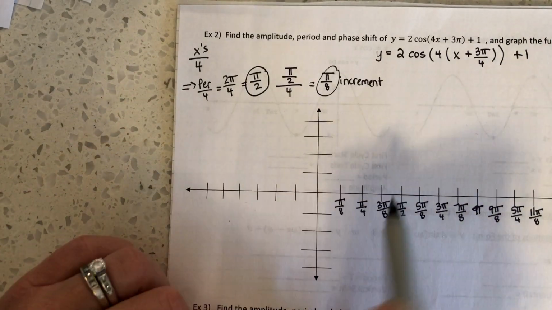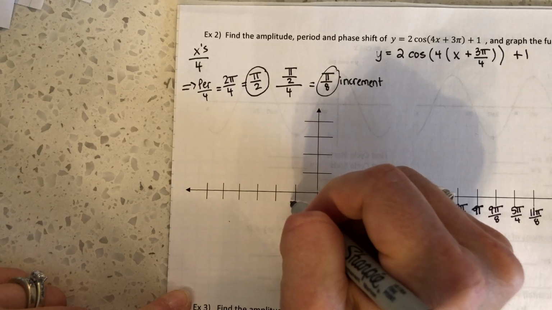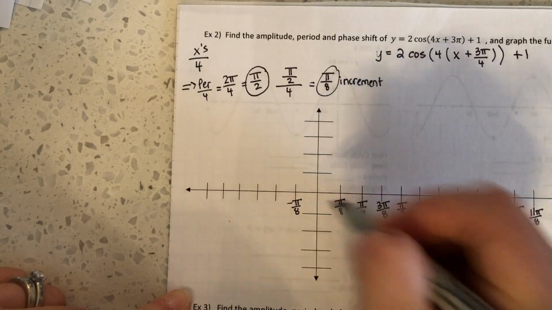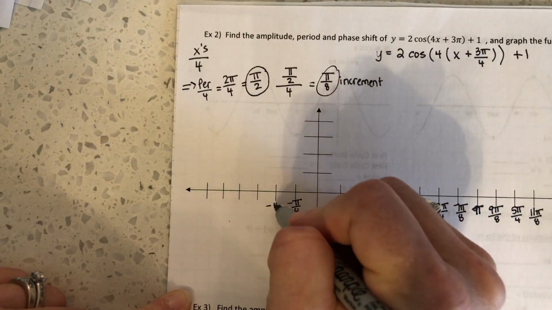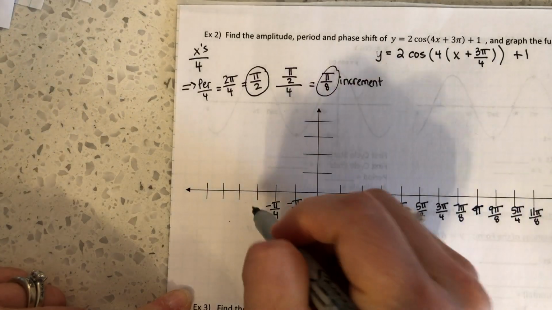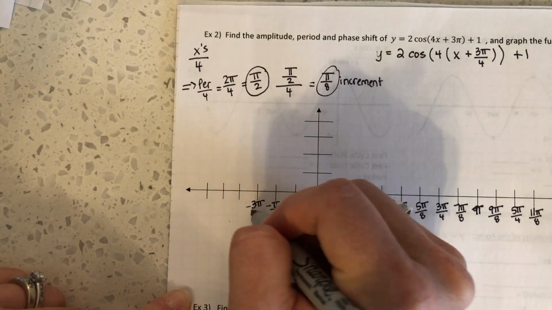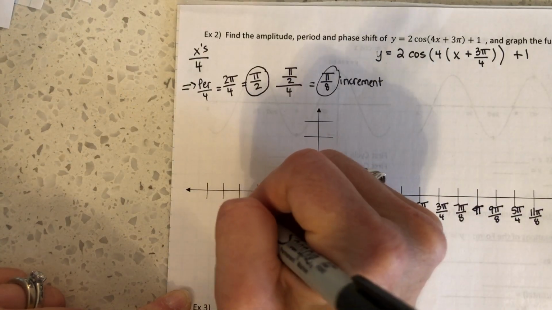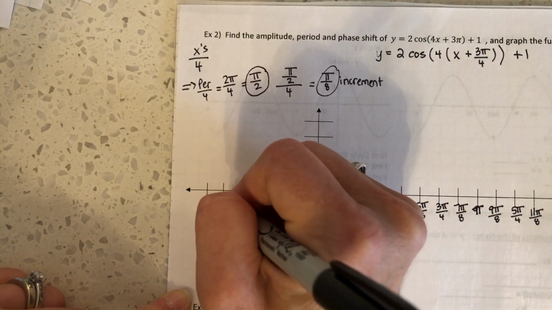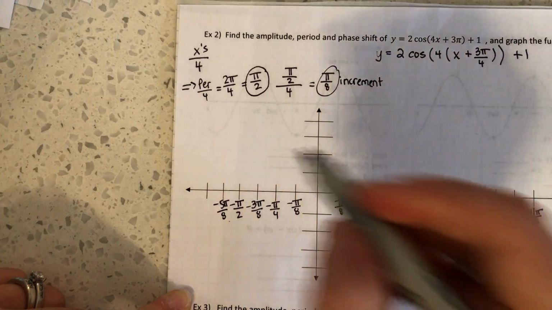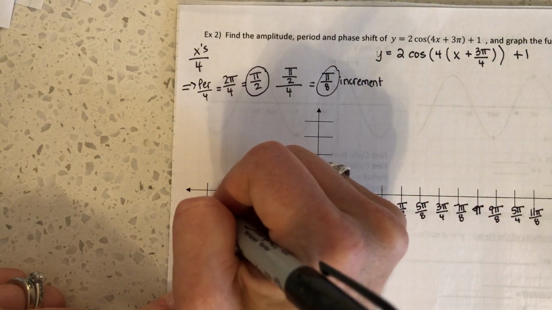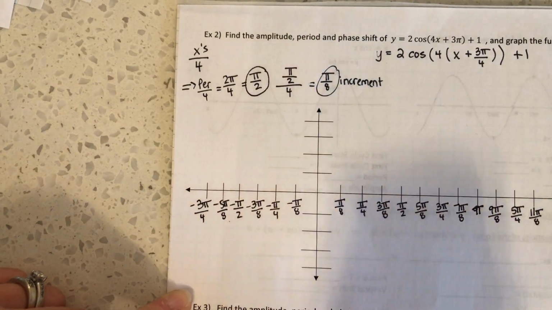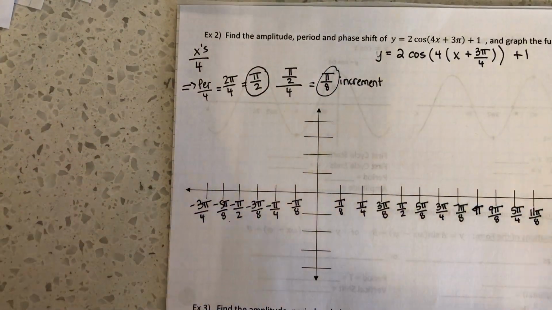And then let's go this way. So now you can just count these ones in the negative direction. Negative 1 pi over 8. Negative 2 pi over 8 is negative pi over 4. Negative 3 pi over 8. Negative 4 pi over 8 is negative pi over 2. Negative 5 pi over 8. And then negative 6 pi over 8 is negative 3 pi over 4. And then again, your x-axis should be ready to go for all of these new points, okay?